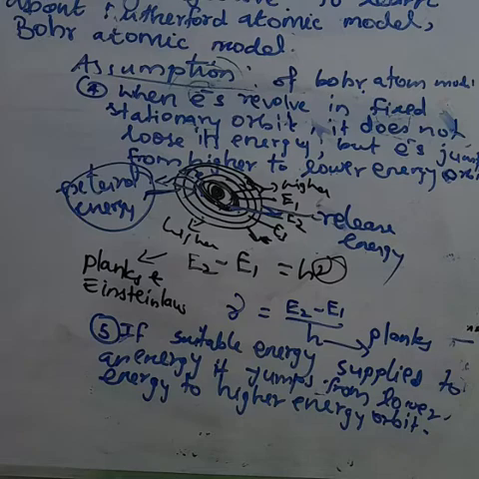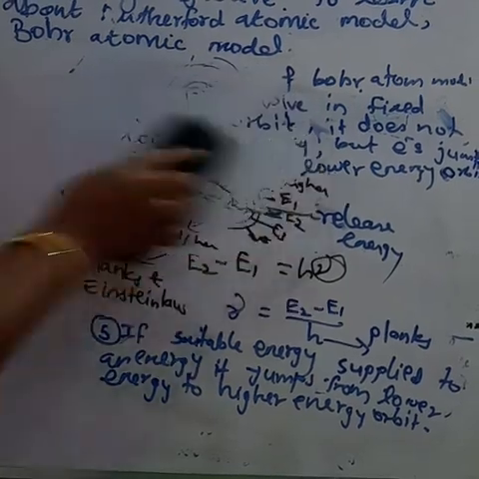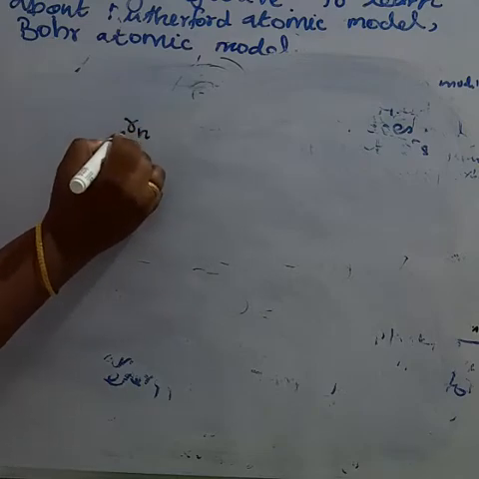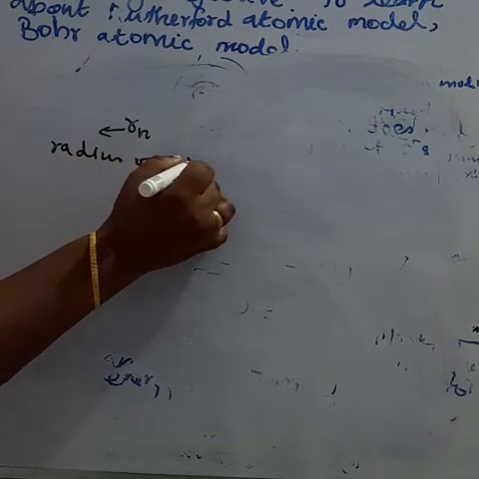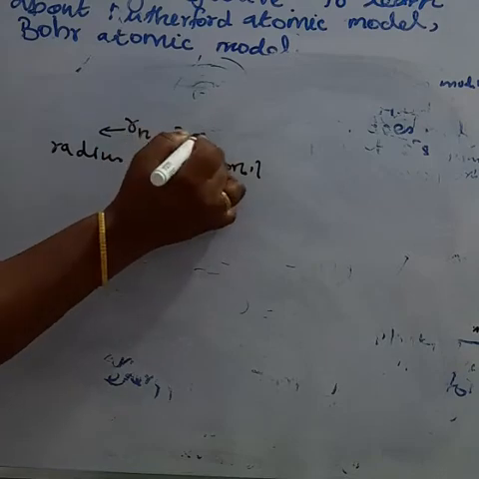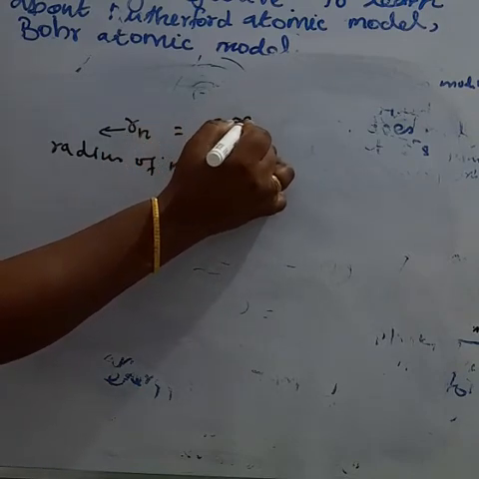And what are the applications of Bohr's postulates? The radius and energy of hydrogen-like atoms, that means one electron species, were derived. That is rn, the radius of the nth orbit, which is equal to 0.529 into n square by Z angstrom. Z is the atomic number.